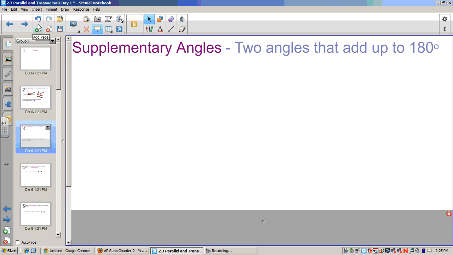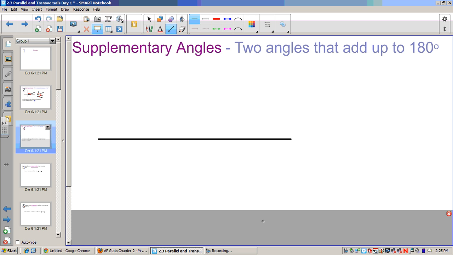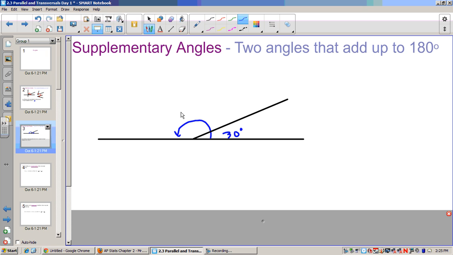Now, supplementary angles are two angles that add up to 180 degrees. Just like complementary angles, they can be drawn on a line. Here, this is 180 degrees because it's halfway around a circle. So if I cut that with any angle, we could say maybe this is 30 degrees and this is 150. Since those add up to 180, then they're supplementary angles.